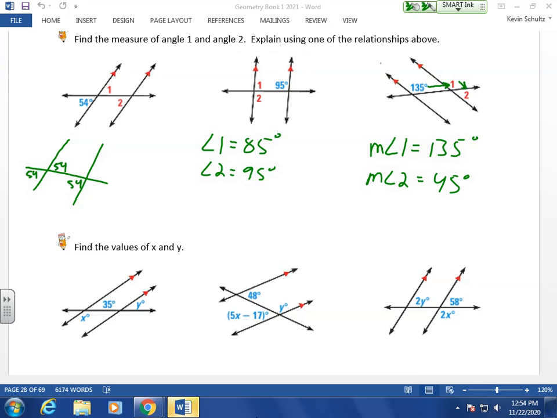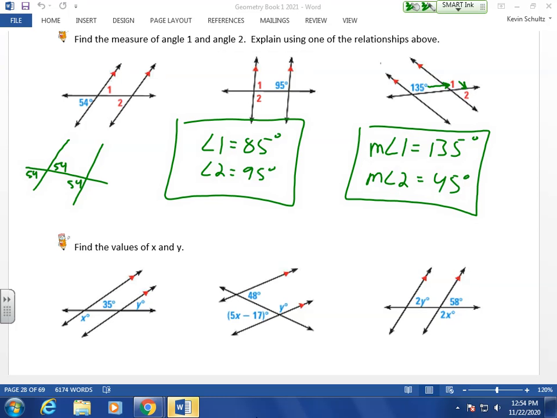If you're wondering why I changed up how I wrote my answer here, I didn't put the little m in front. I probably should have here. That little m stands for measure. When you are giving a degree measure of an angle, you should probably have that little m in there. But sometimes I get so excited that I forget to put it there. But anyway, so corresponding and then linear pair to get angle 2.